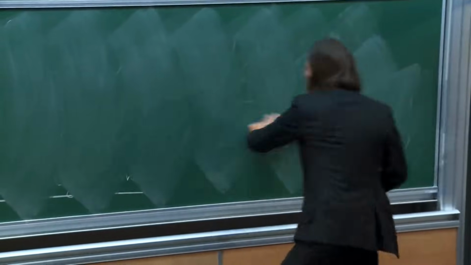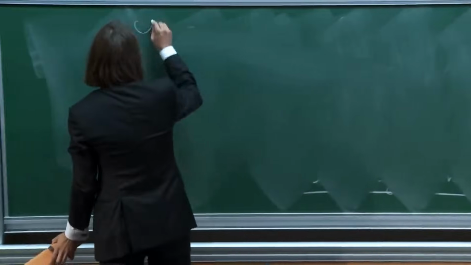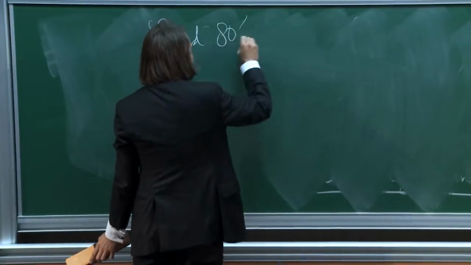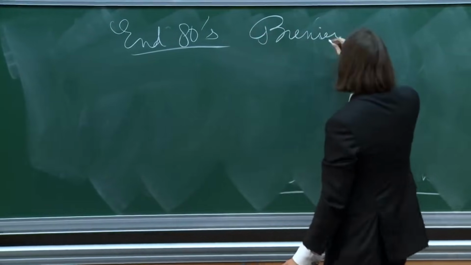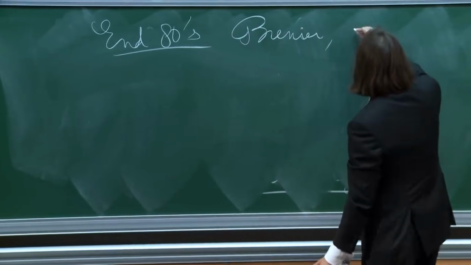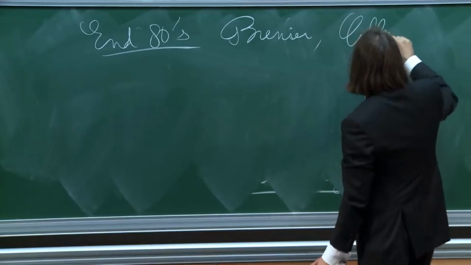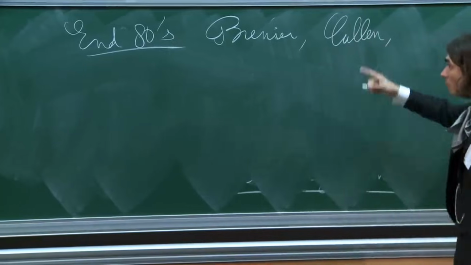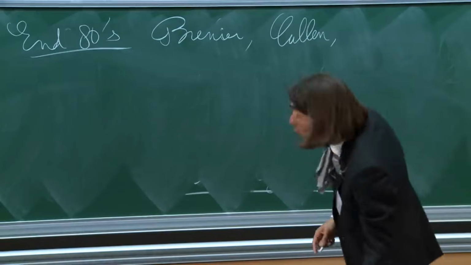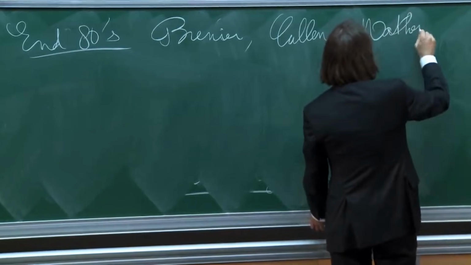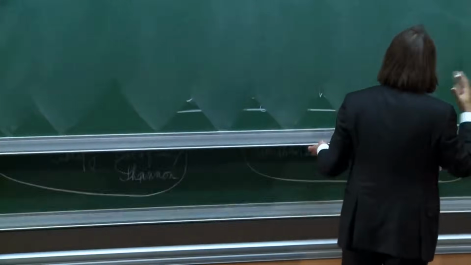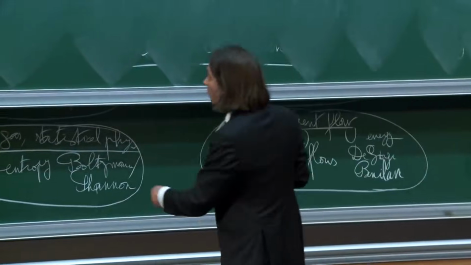with independent works. End of the 80s, independent works by Brenier showing some relation of this problem to fluid mechanics, by Mike Cullen showing relation to problems of meteorology, and with John Mather showing relation to problems of dynamical systems. And then many people jumped in and proved theorems.